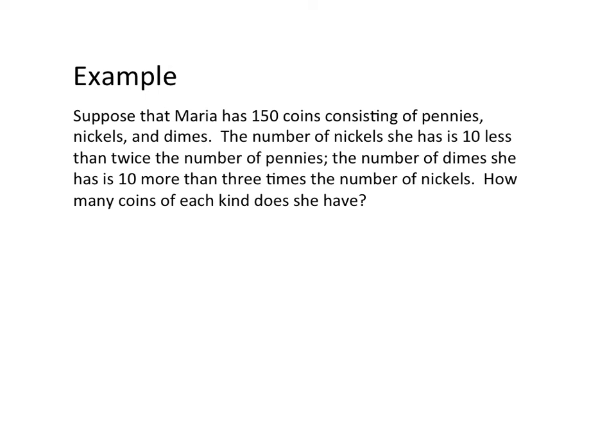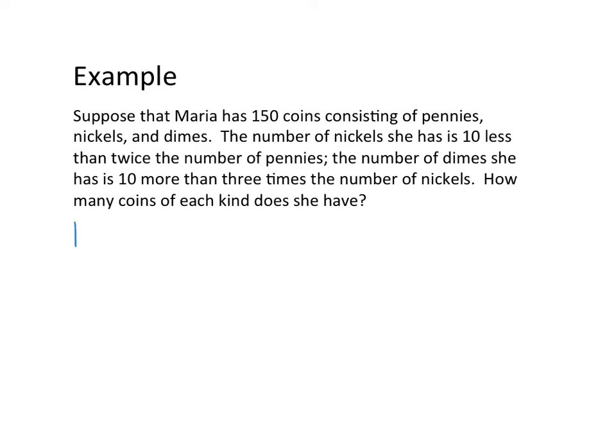And if we go ahead and read, the number of nickels she has is 10 less than twice the number of pennies. That might be an early clue that if we define our variable as pennies, then we can write the number of nickels as an expression involving that. Then the number of dimes is 10 more than 3 times the number of nickels, which might scare us a little bit, but if we get started, I think you'll see what we can do.